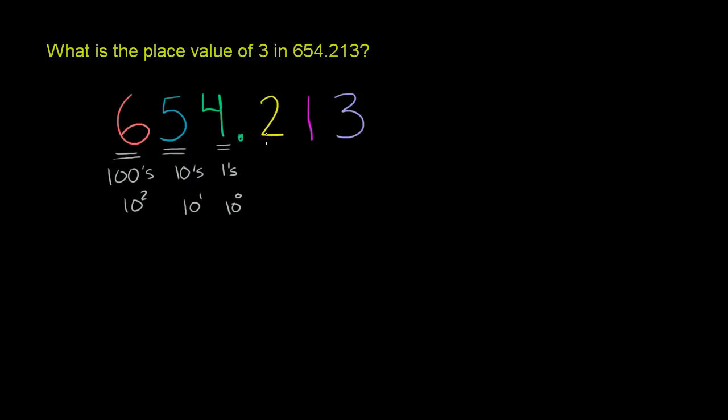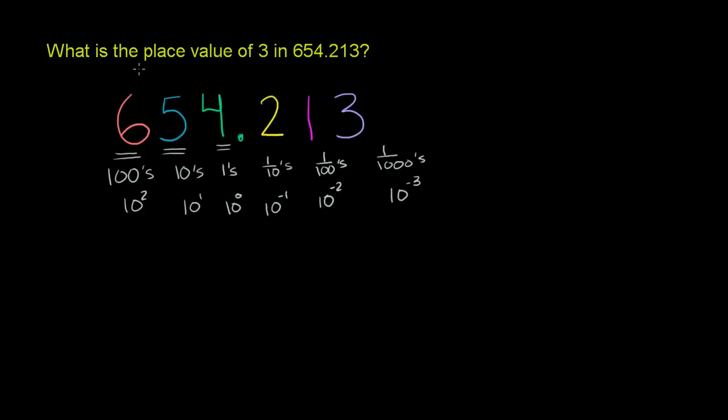Then if you go to the right of the decimal point, one place to the right of the decimal point, this represents tenths. Or I could write it like this. This represents tenths, or 10 to the negative 1. Then if we go to this magenta, two places to the right, this represents hundredths, or 10 to the negative 2. And then finally, this 3 represents thousandths, or 10 to the negative 3.